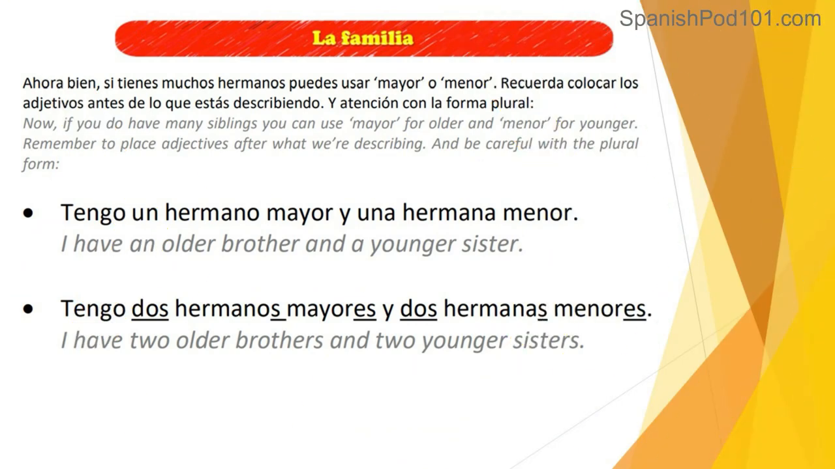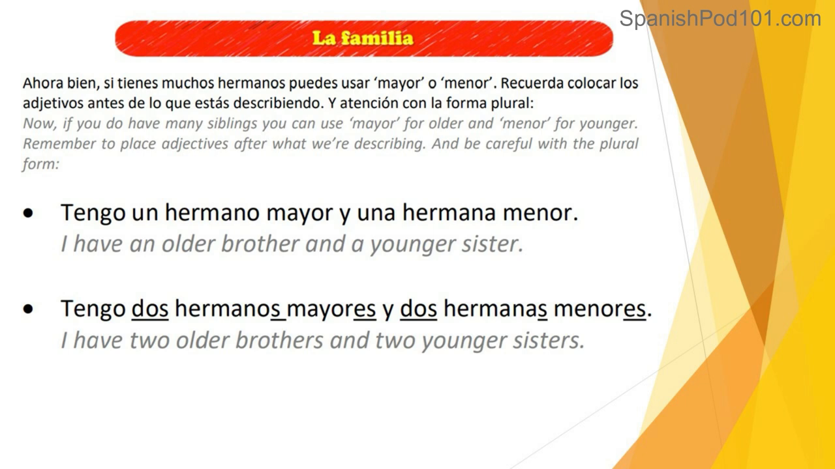Now, if you have many siblings, you can use mayor for older and menor for younger. Remember to place the adjective after what we are describing, so be careful with the plural form. Let's have a look at an example here. Tengo un hermano mayor y una hermana menor. I have an older brother and a younger sister. Tengo dos hermanos mayores y dos hermanas menores. I have two older brothers and two younger sisters.